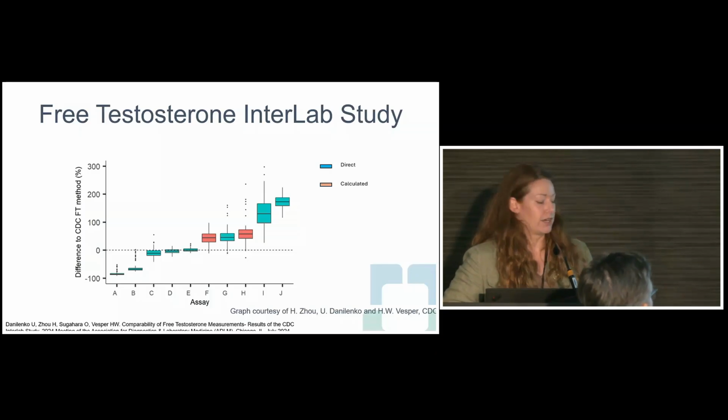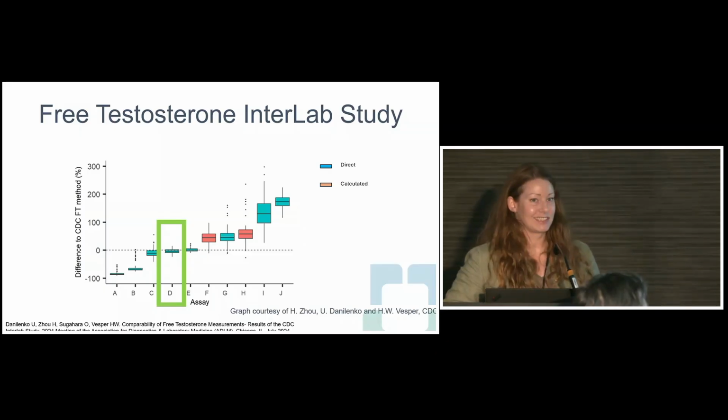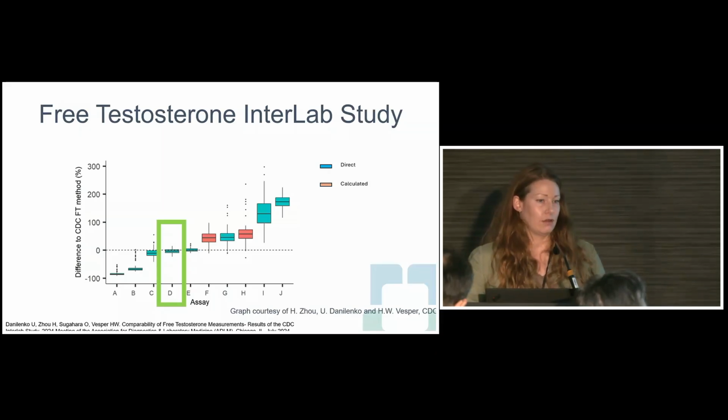Direct measurement is better, and I'm very proud to say that we are Lab D with a very, very small bias with the CDC, and that was with their help and guidance and just talking through with other labs. What are you doing, what's working, and how can we come together and just make this as quality as possible.